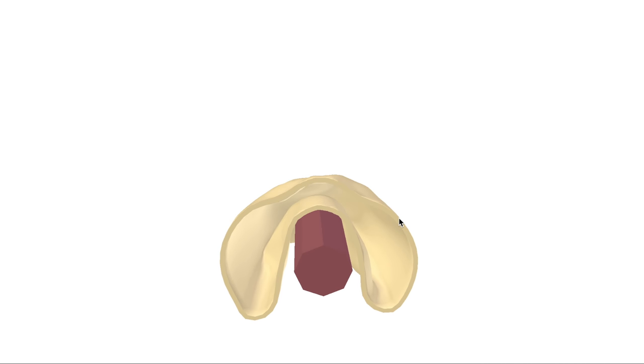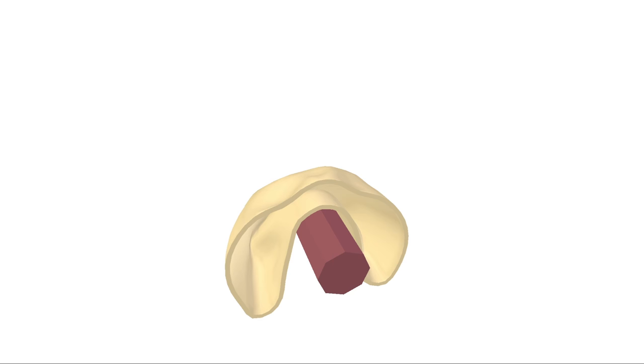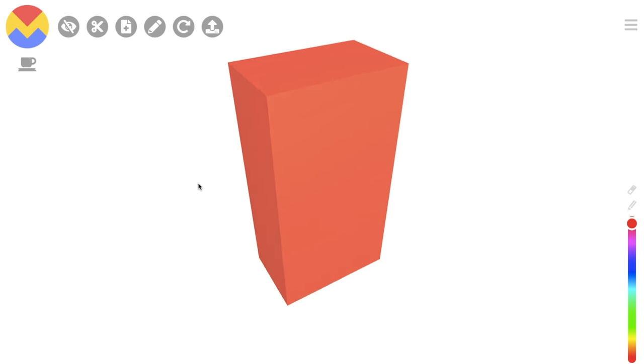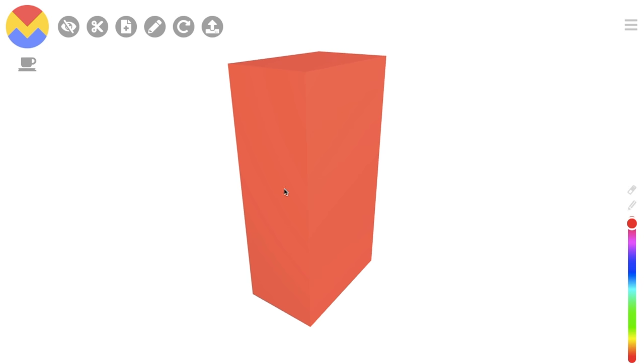So to better understand these relationships, we're going to bring in this model, which is a simplified schematic of the abdomen. This is the abdominal wall. And anteriorly, that is made up of skin, muscle, and fat to varying degrees.